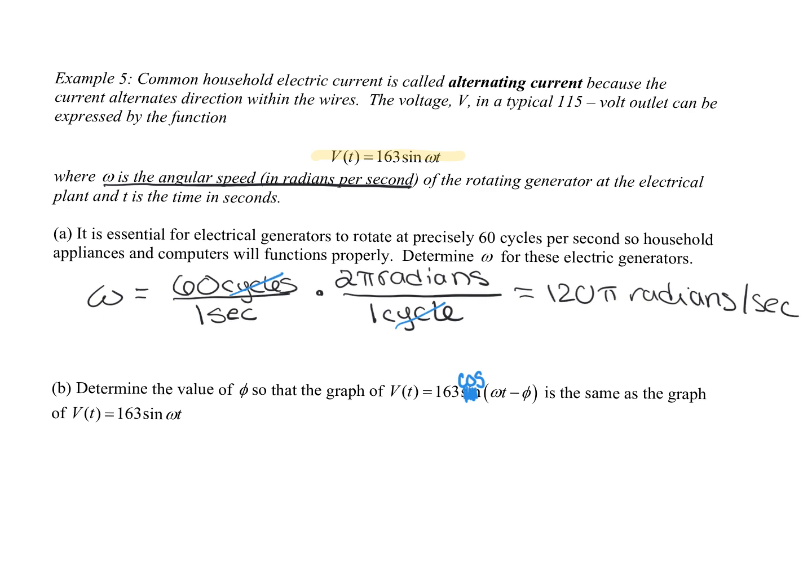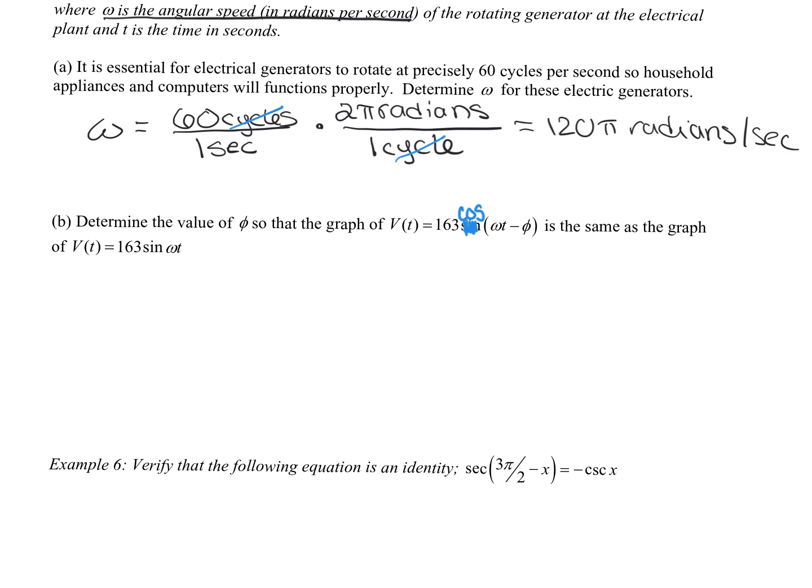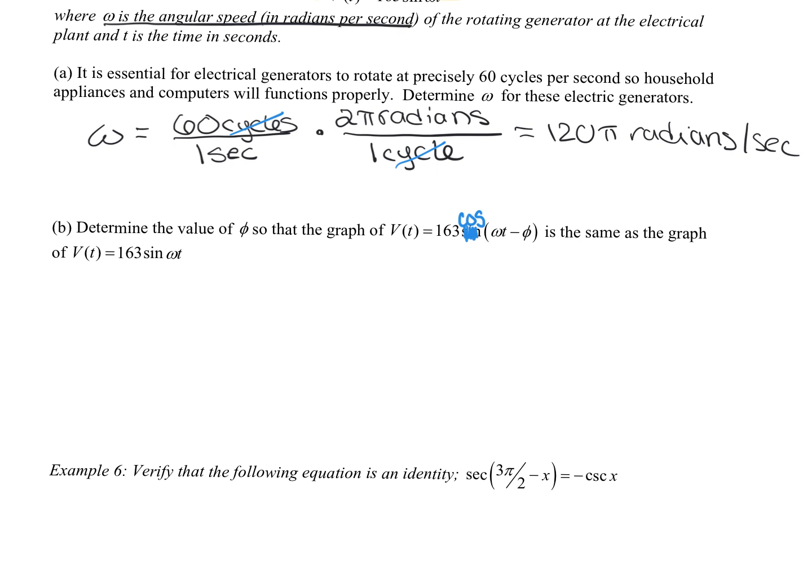Okay, the next one says determine the value of phi. I think it's phi so that the graph of v of t equals 163 cosine omega t minus phi is the same as the graph of my sine graph. Okay, so I want to write what they are saying. They are saying 163 sine omega t has to equal 163 cosine omega t minus phi.